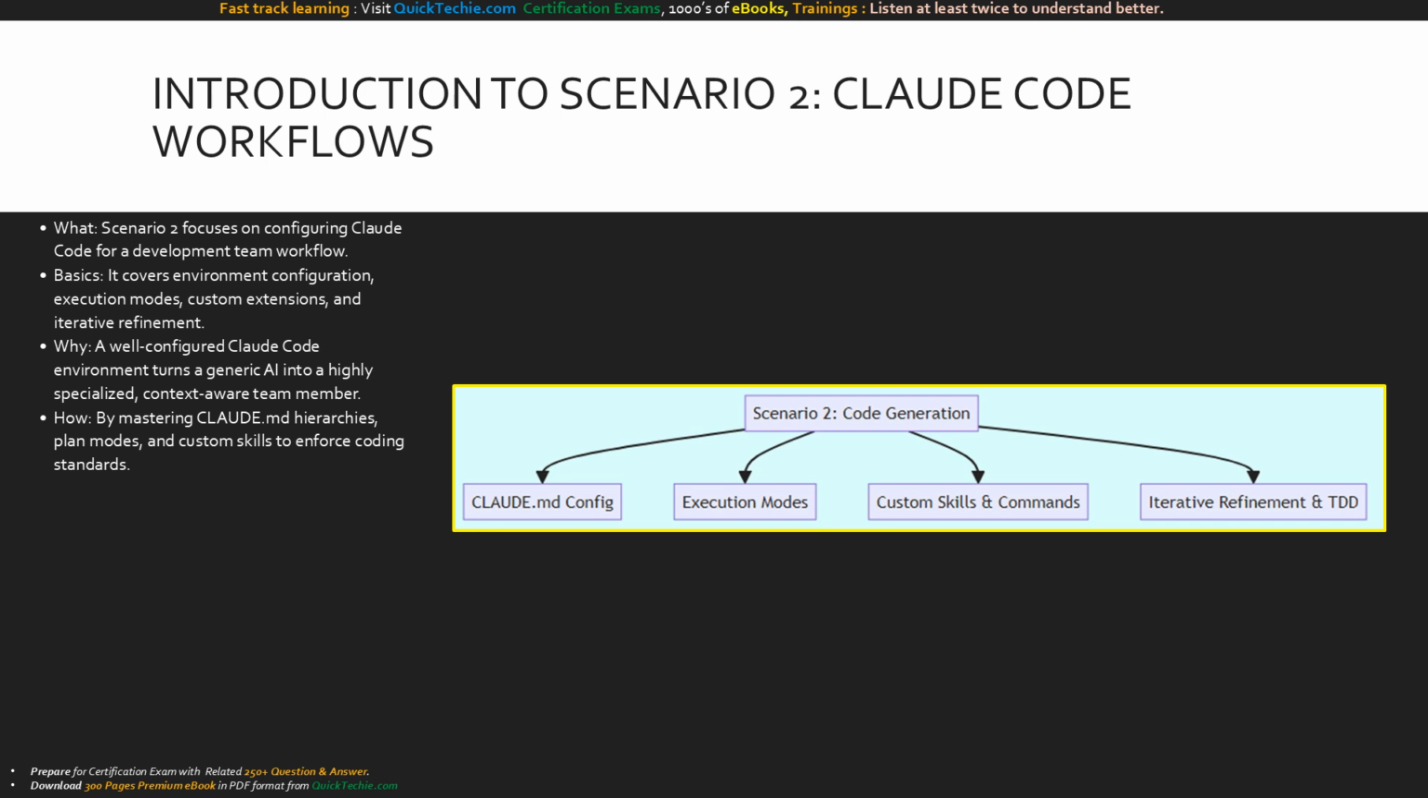At the top, we start with Claude.md configuration, which acts as the foundation of your project's memory. Moving down, we evaluate execution modes to dictate how Claude approaches tasks. Then, we expand capabilities through custom skills and commands. Finally, everything feeds into iterative refinement and TDD, ensuring the code we generate is robust and production-ready.